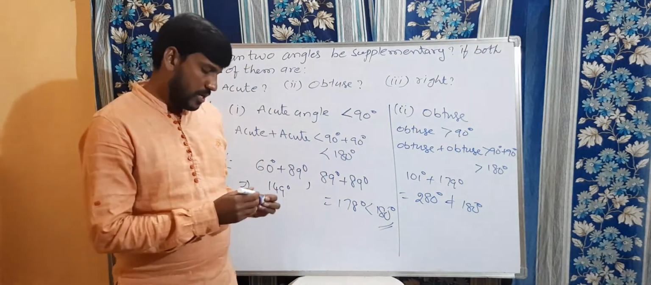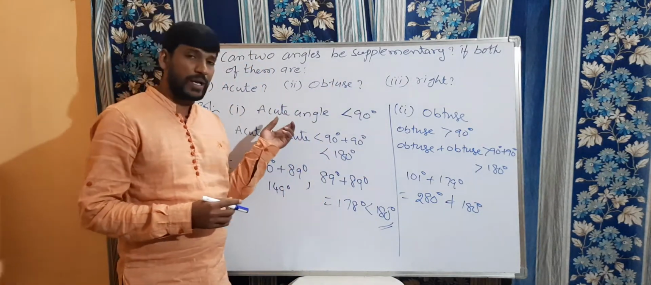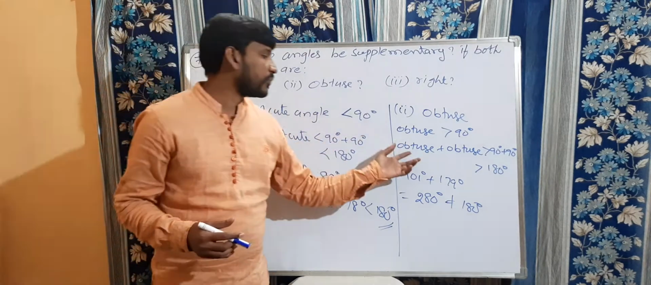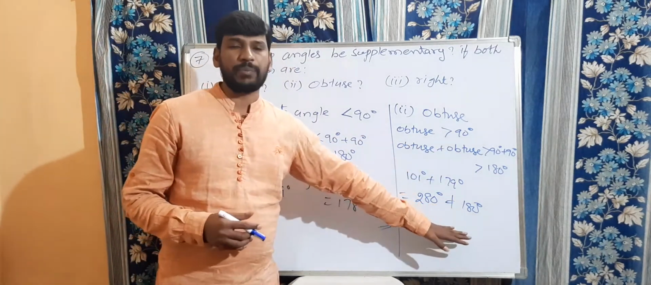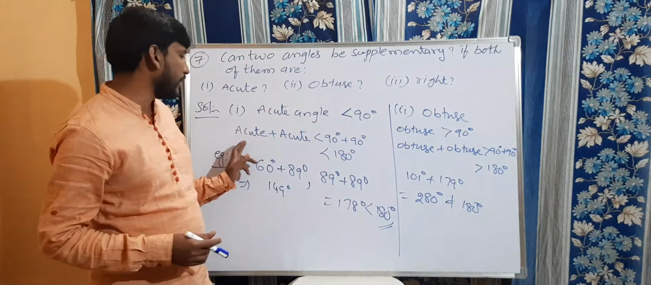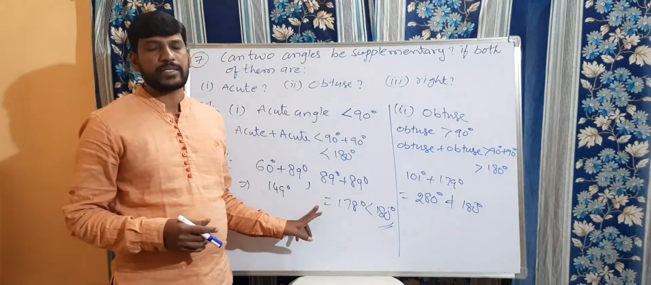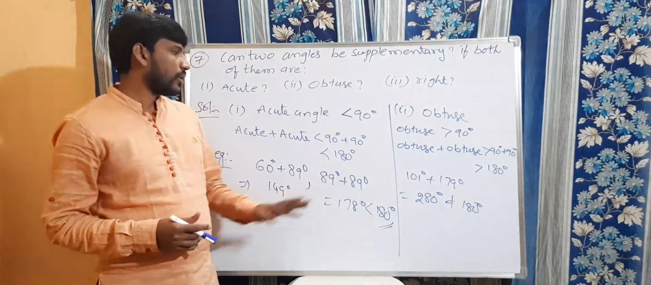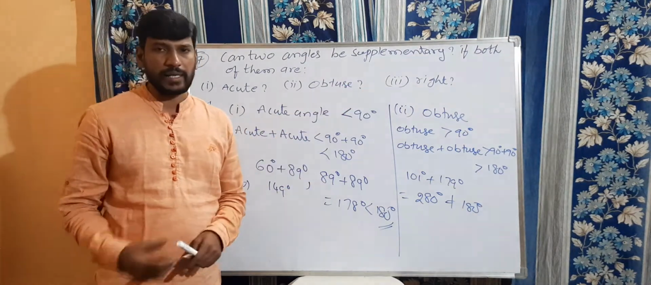Clear, children? The sum of two acute angles is never supplementary. The sum of two obtuse angles is also never supplementary. By adding these two angles, you never get 180 degrees. Clear? So now copy this and let us discuss the right angle.